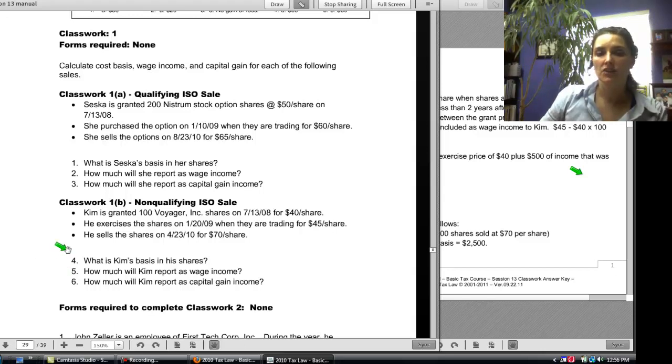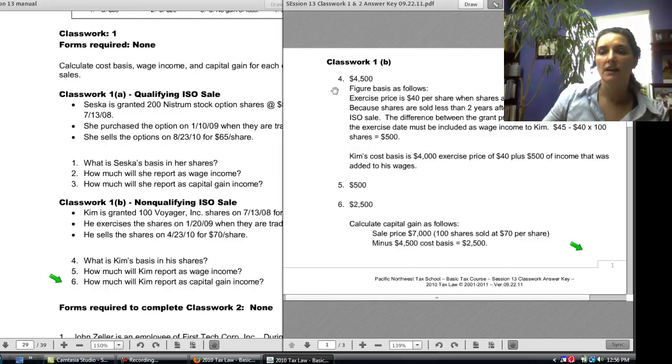And what is his cost basis in the shares? Well, that's going to make his cost basis $45 a share. There's the $500 that was grossed up into his income, plus the $4,000 he paid for the shares. So what is his basis in his shares? Well, that's going to be $4,500. And what will he report as capital gain income? Well, he's going to have 70 times 100 shares, or $7,000, minus $4,500 is going to give you his gain. So we have his cost basis is $4,500. The amount included in his W-2 is $500, and his profit on the sale is going to be $7,000 sales price minus his cost basis of $4,500. So the correct answer to number 6 is $2,500.